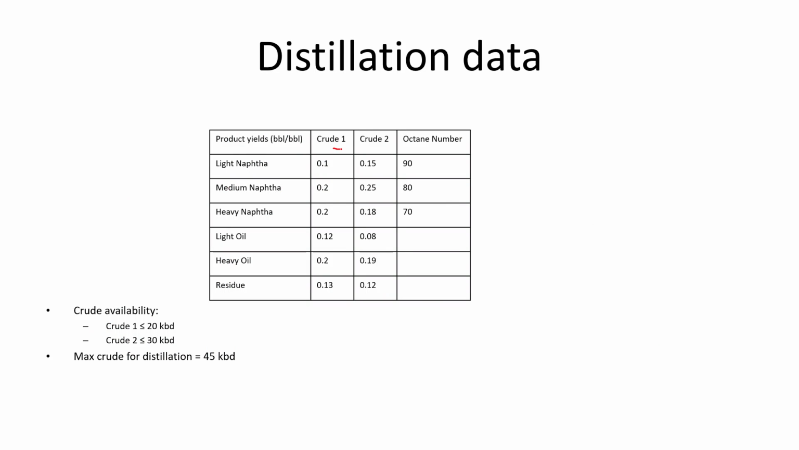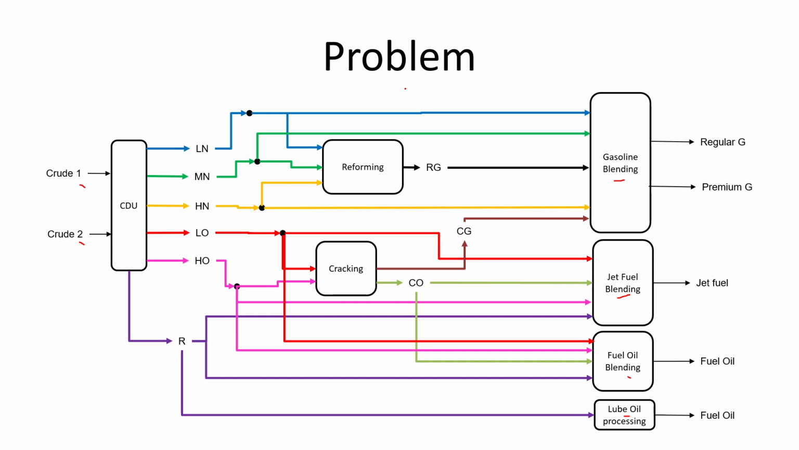And then for each of these, group 1 and group 2, we have different product yields: light naphtha, medium naphtha, and so on, until residue. And then we have the associated octane number for these naphthas. So this is the distillation data. So I mentioned here, distillation data. This is the data for this unit. So you know what's coming in, you know what's going to come out given a specific flow rate, and then you know the quality of these products, right?